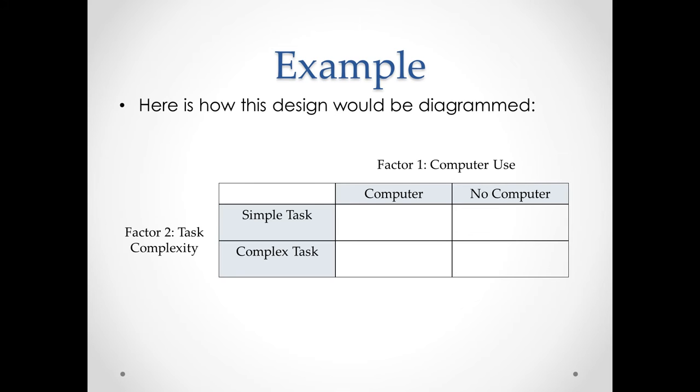So there are 4 different conditions in this experiment, and here's how you would diagram it. Factor 1 is computer use, factor 2 is task complexity. In one condition, you'd have someone do a simple task with a computer. In another condition, they would do a simple task without the computer. Then another condition, they would do a complex task with a computer. And finally, a complex task without the computer. You'd have a certain number of participants, and you randomly assign them to one of these 4 conditions.